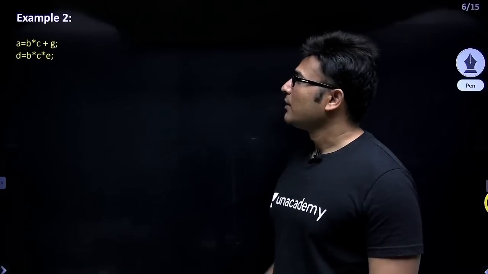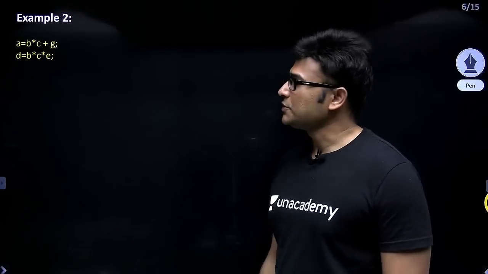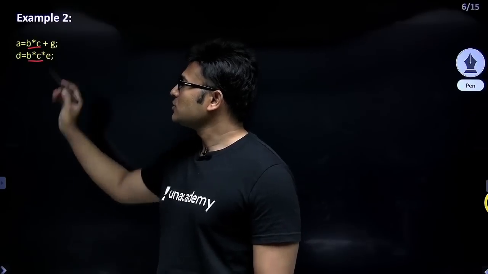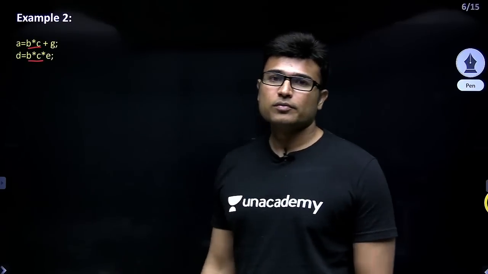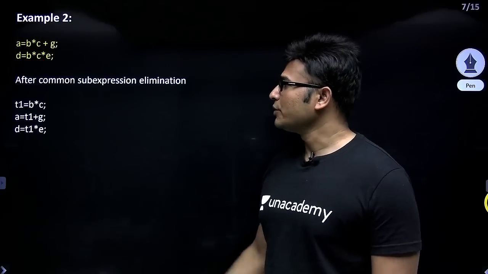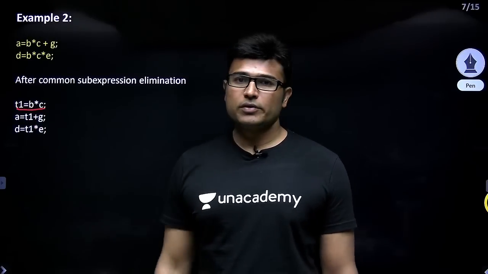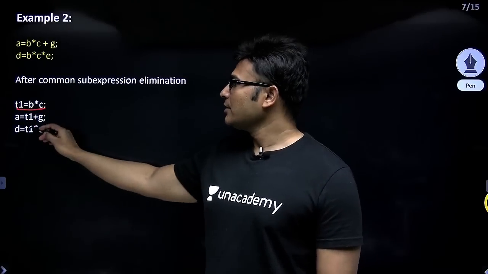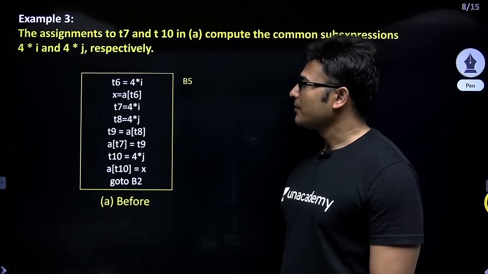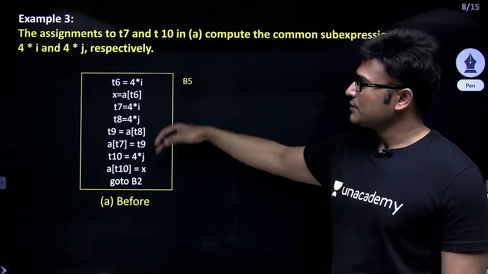Now again if you observe, here also you can see a common sub-expression. A equal to B into C, and again here also we have B into C. Again you do the same thing: you compute it once and use it in both places. T1 equal to B into C, and A equal to T1 plus G, and D equal to T1 plus G. Got it? Now this is a basic block.